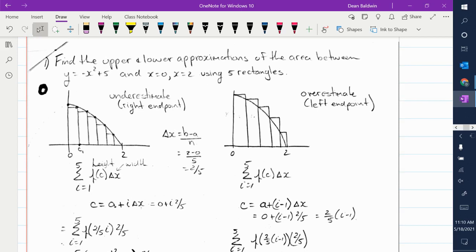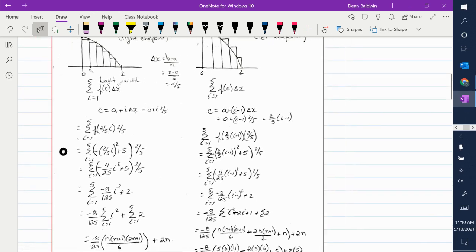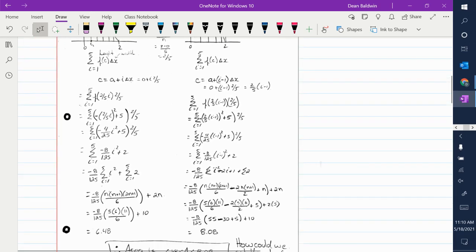here's the overestimate and underestimate. We're doing the graph of negative x squared plus 5, right, which is an upside down parabola, but we're only doing it between 0 and 2. So the parabola normally goes like that, but we're just looking at it between here and here. They want us to use 5 rectangles. You would go through, you would do the underestimate one. See if I can fit this all on one page. I know there's a lot of notation here.